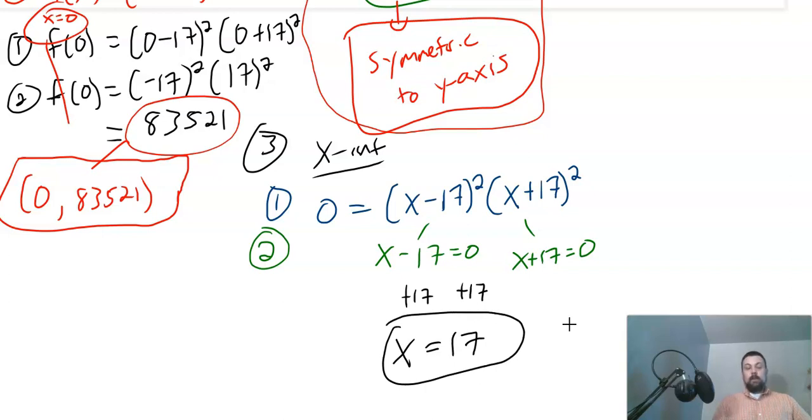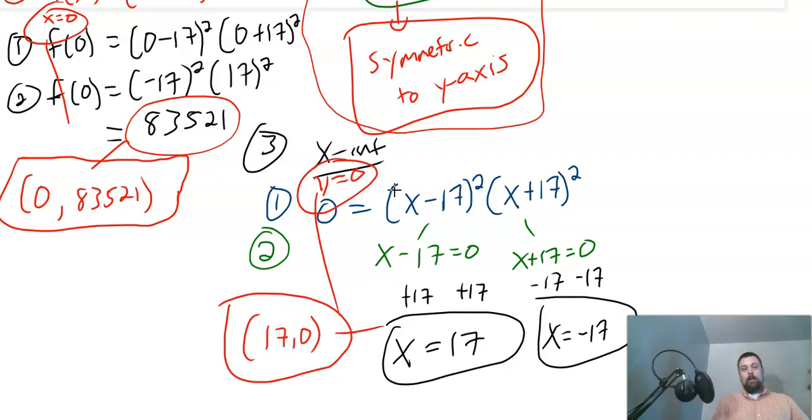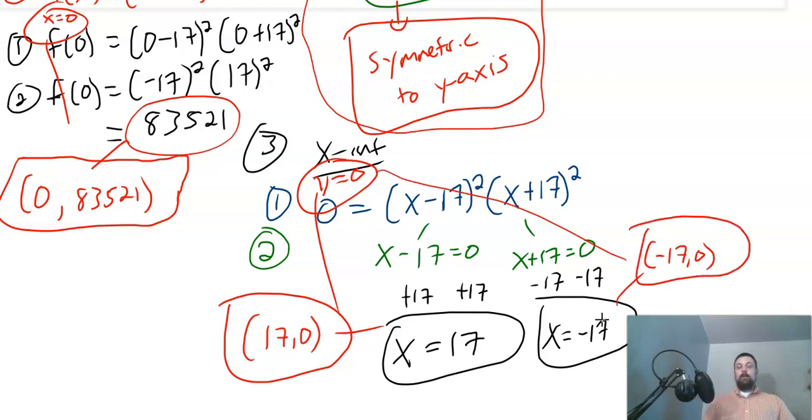So positive 17 is one x-intercept. Solve this one by subtracting 17 from both sides, and we'll get x equals negative 17. So that's my other x-intercept. To write those as points, as ordered pairs, so again, we set y equal to 0 here. So as an ordered pair, this would be 17 comma 0. That's one point. The other point would be negative 17 comma 0. So that's my other x-intercept. So there's two x-intercepts.